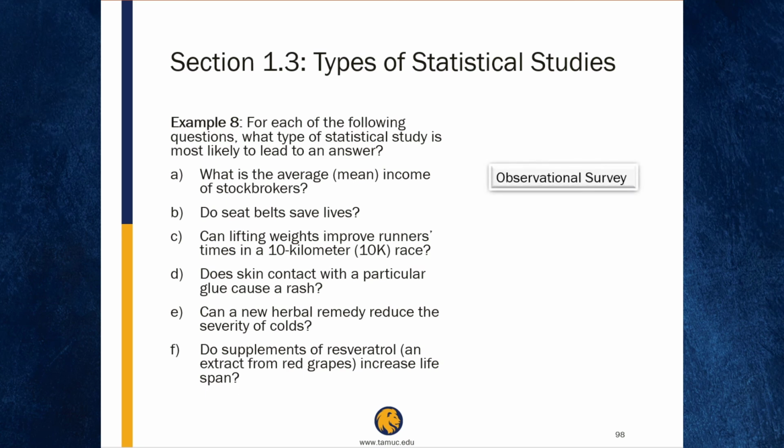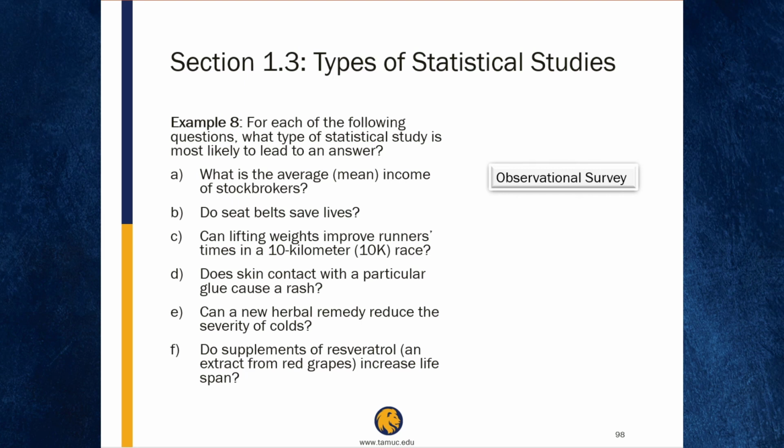In the first case, what is the average mean income of stockbrokers? An observational study would be the best thing to do here, since we're not really doing an experiment by giving a treatment, we're just observing and recording the average income of stockbrokers. So a survey, an observational survey.